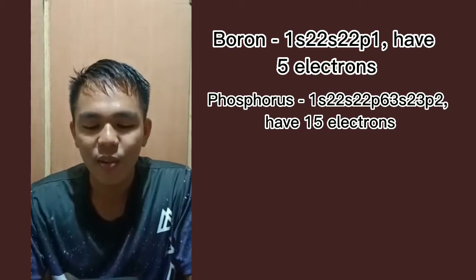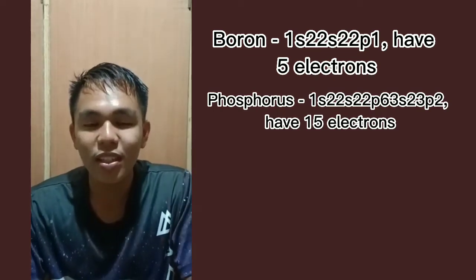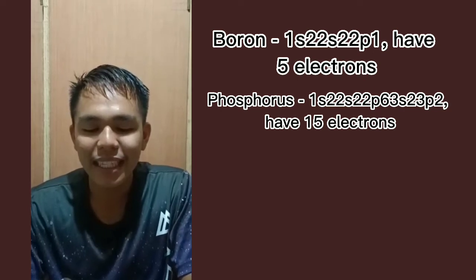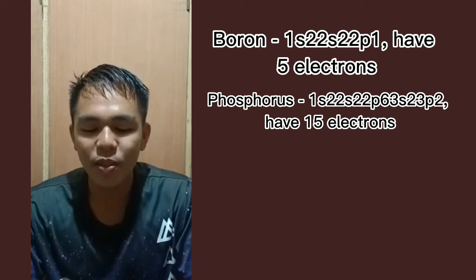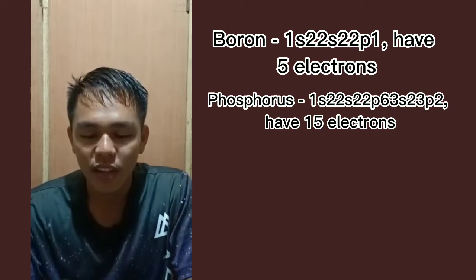Problem 1.2 is to give the ground state configuration of each of the following elements. Boron's ground state configuration is 1s2 2s2 2p1 because boron has 5 electrons. Phosphorus's ground state is 1s2 2s2 2p6 3s2 3p3 because phosphorus has 15 electrons.